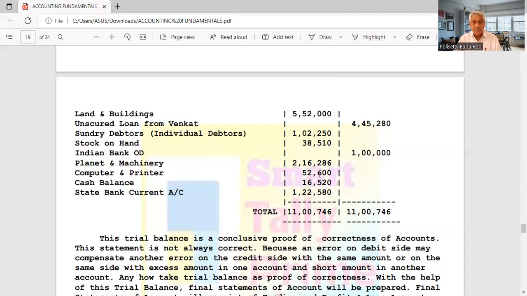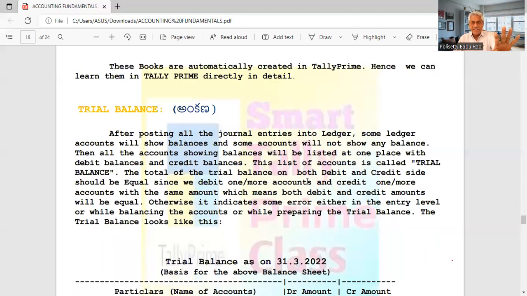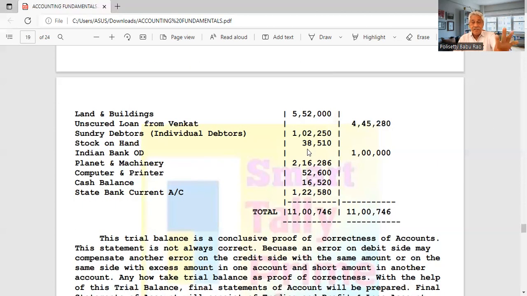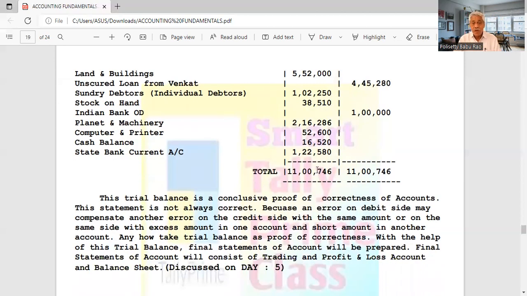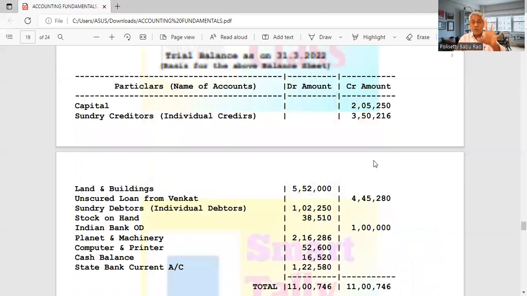So cash account, cash balance, and then State Bank. I simply gave current account. Simply a State Bank account means it is a current account only in the case of business. Just to make you understand, I have given you State Bank current account. So these are all the balances. Debtors and creditors we will write here as individual accounts, but I have taken the total here, approximately. So the total amount is 11 lakhs 746 on both sides.